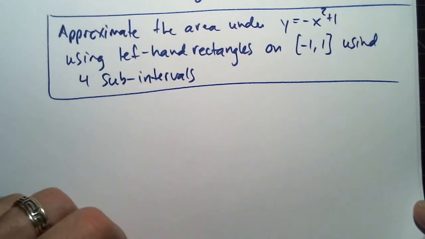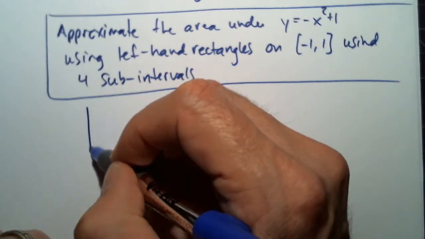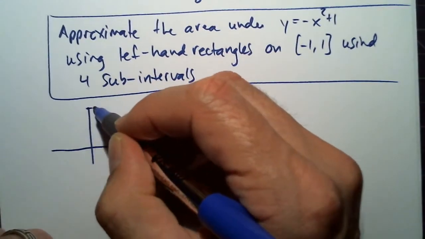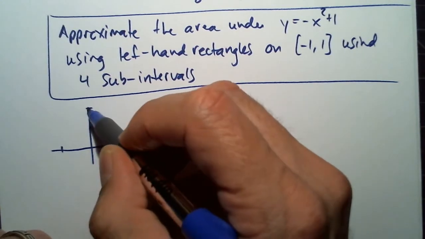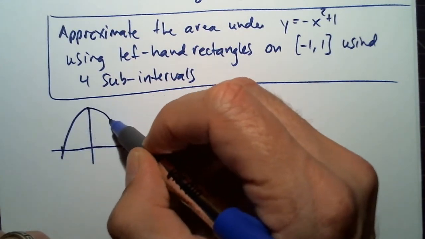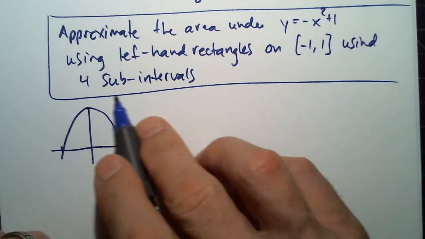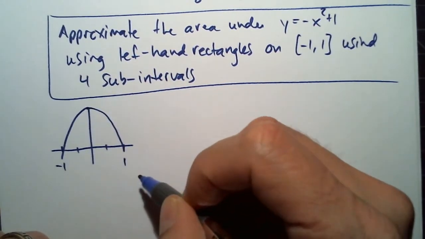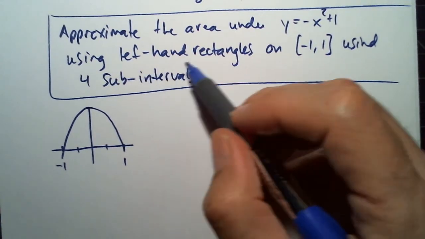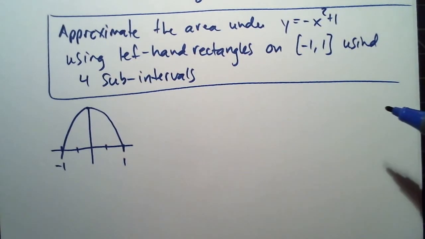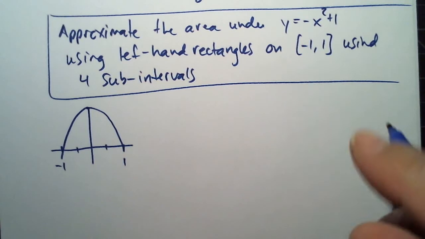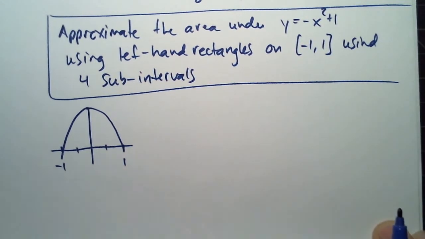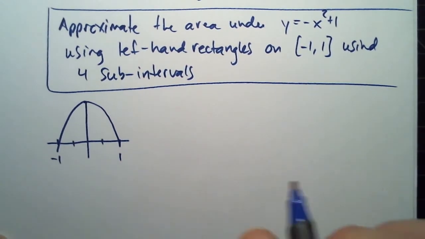Alright, so this from the first example, we have a parabola, and we need 4 subintervals, so we're going to divide it up like that from -1 to 1. But now they're left-hand rectangles, so that means the height of each rectangle is determined by the left endpoint.